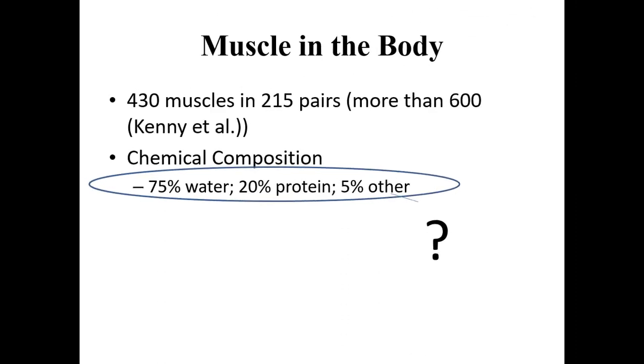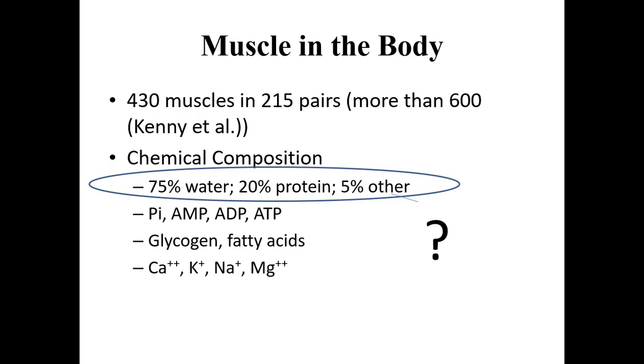The human body contains more than 430 muscles in 215 pairs. Our textbook says more than 600 skeletal muscles. The thumb alone is controlled by 9 separate muscles. The chemical composition of a muscle is 75% water, 20% protein, and 5% other. Can you guess the 5% other? Inorganic phosphate, AMP, ADP, and ATP. Do you agree? Anything else? Glycogen, fatty acid, as well as calcium, potassium, sodium, and magnesium, etc.